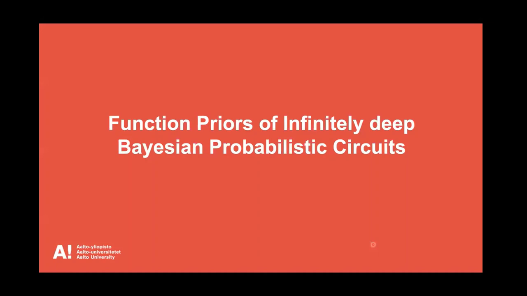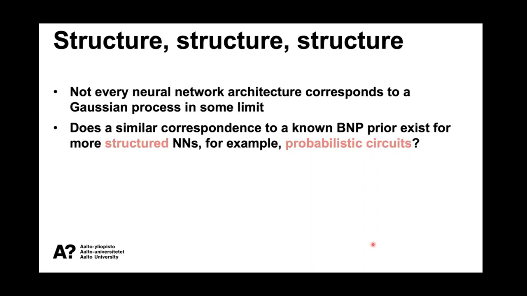Okay. So now I'm going to make a small jump and go towards function space priors on Bayesian probabilistic circuits. All of this is nice and raises the question whether that is applicable to also more complicated networks, so networks that have a little bit more structure than just a normal multilayer perceptron that has an infinitely wide hidden layer.